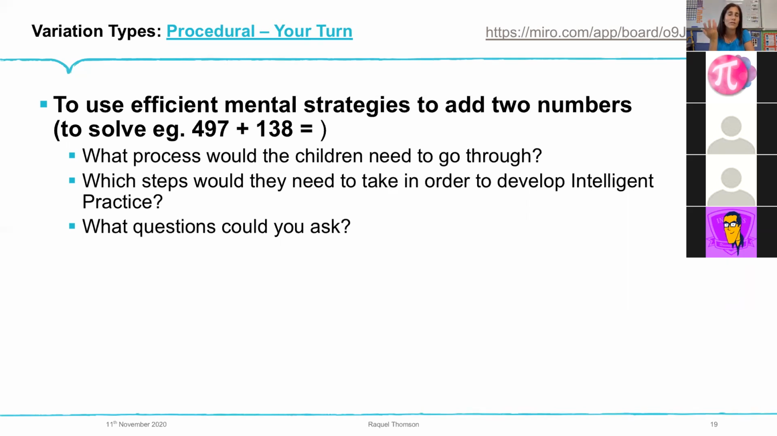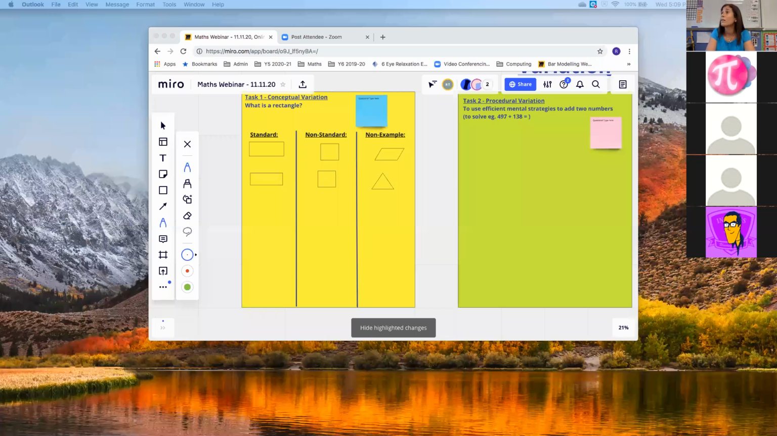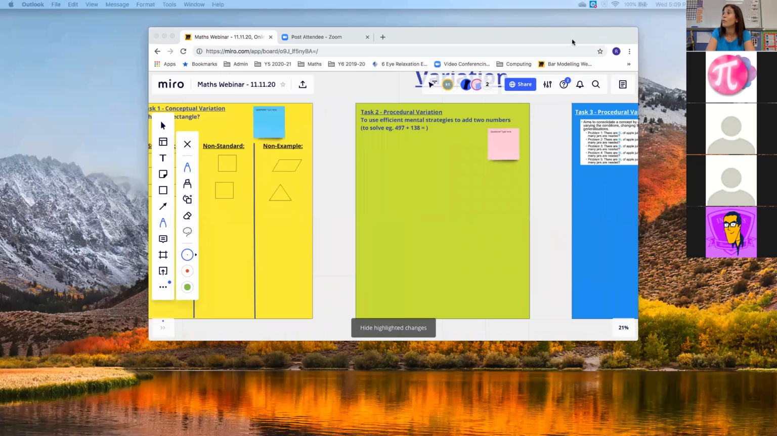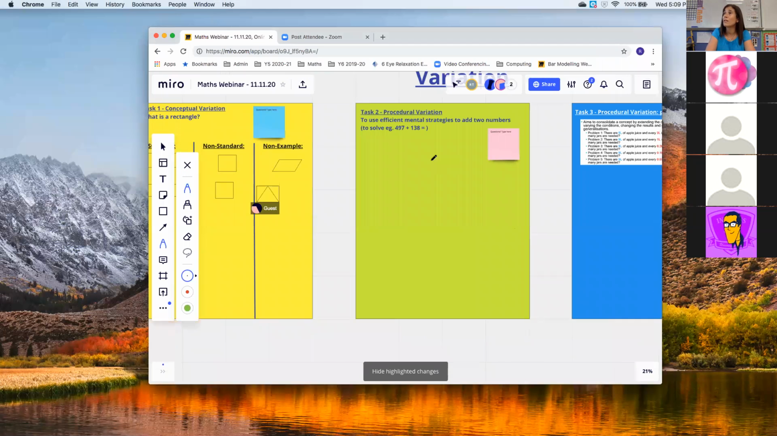Now, you know yourselves that a lot of children who are not trained or taught in this way will straight away get pen and paper and write down a formal method and do that formally. But how would we encourage the mental arithmetic skills? The most efficient methods here would not be the formal one. So if you could go back to the Miro board, the middle board there, it's asking to use efficient mental strategies to add two numbers.